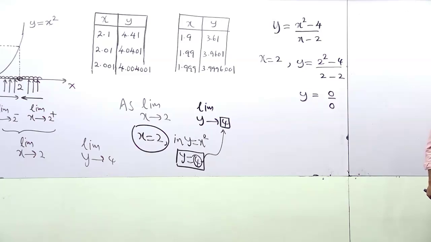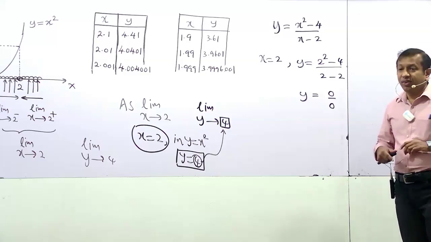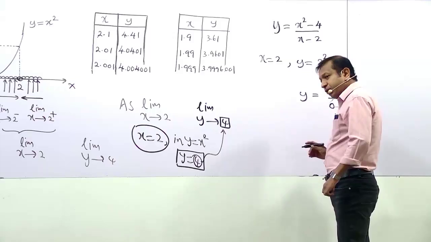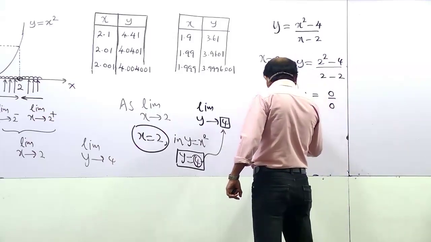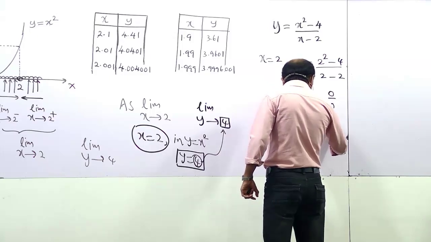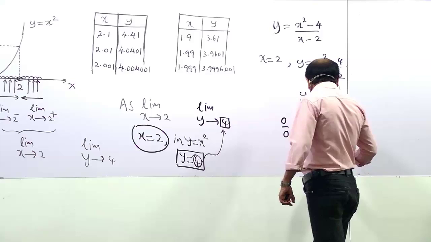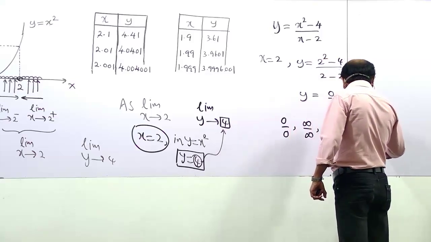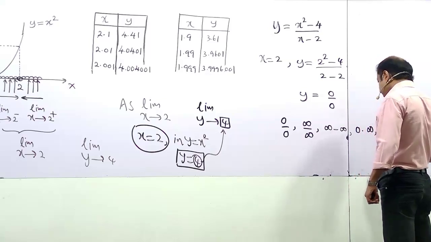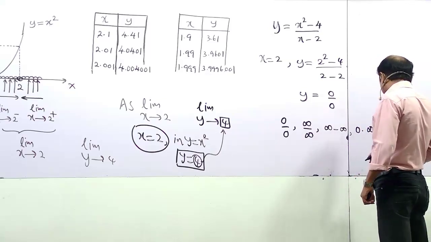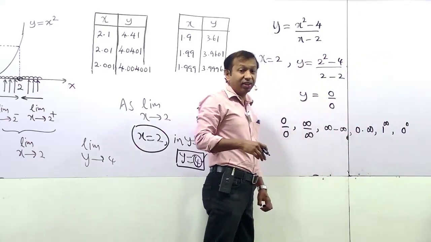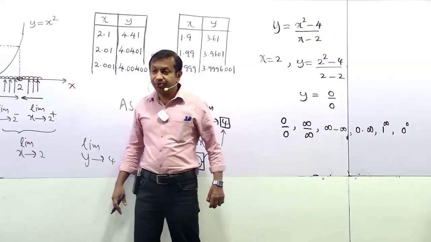Indeterminate form. In mathematics, there are 7 indeterminate forms: 0 by 0, infinity by infinity, infinity minus infinity, 0 multiplied by infinity, 1 to the power infinity, 0 to the power 0. How many now? 3, 4, 5, 6. Another one. There are 7 indeterminate forms.